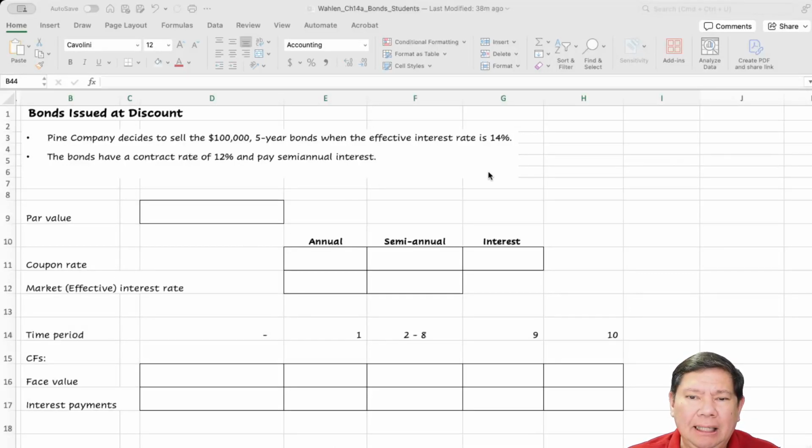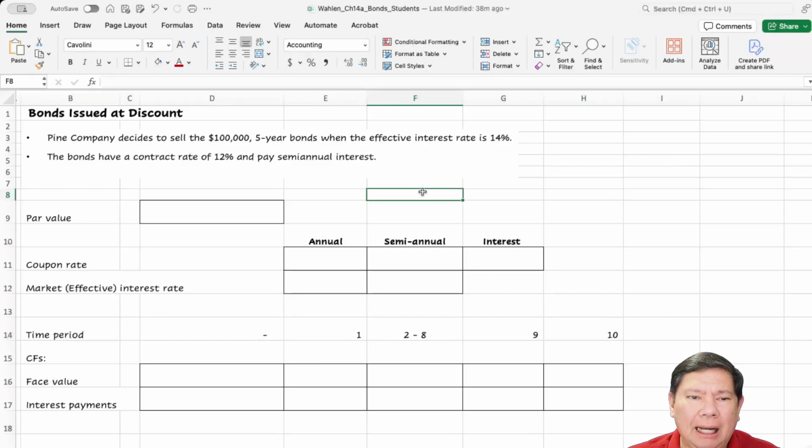Hello everyone, in this video we're going to look at bonds issued at discount. So this company decides to sell $100,000 5-year bonds when the effective interest rate is 14%. The bonds have a coupon or contract rate of 12% and pay semi-annual interest. So the coupon rate is less than the market rate. The bonds have to be sold at discount.